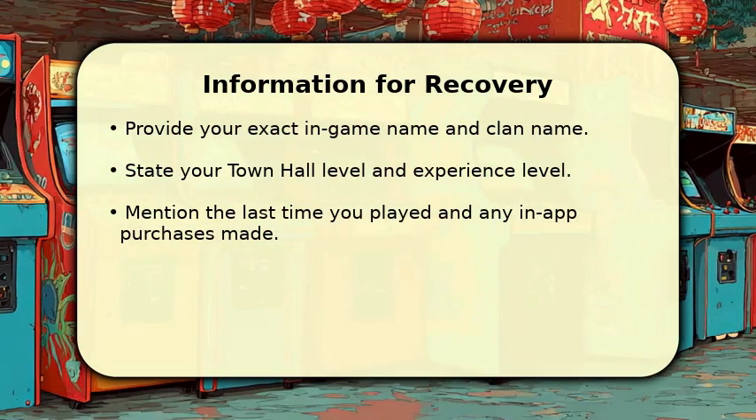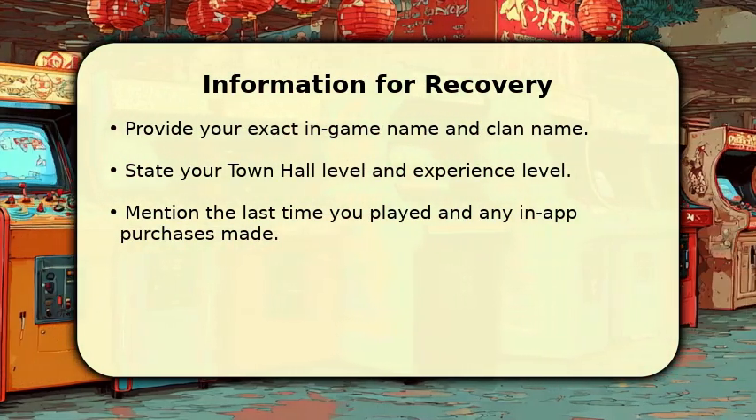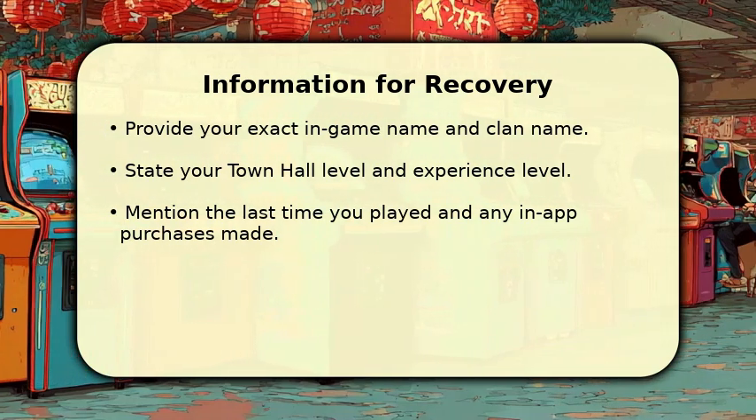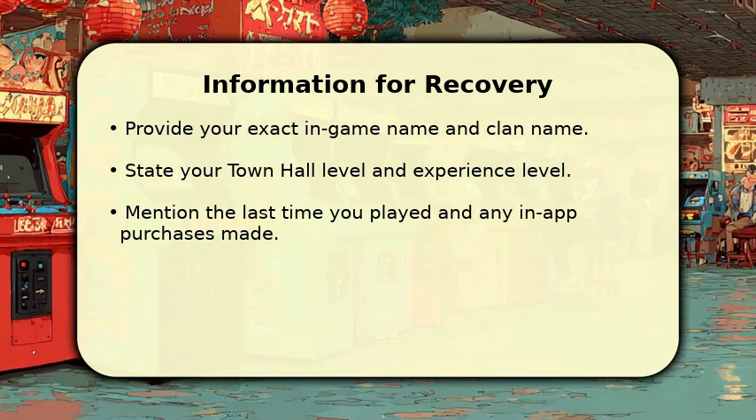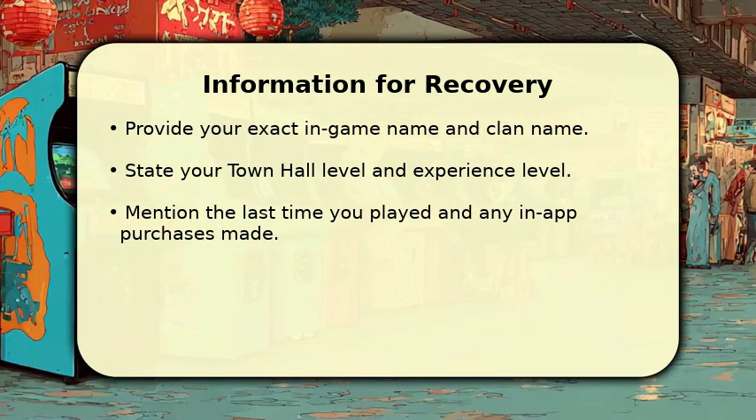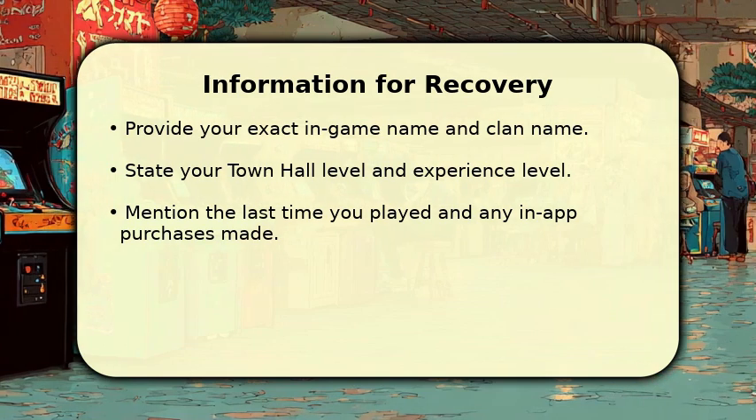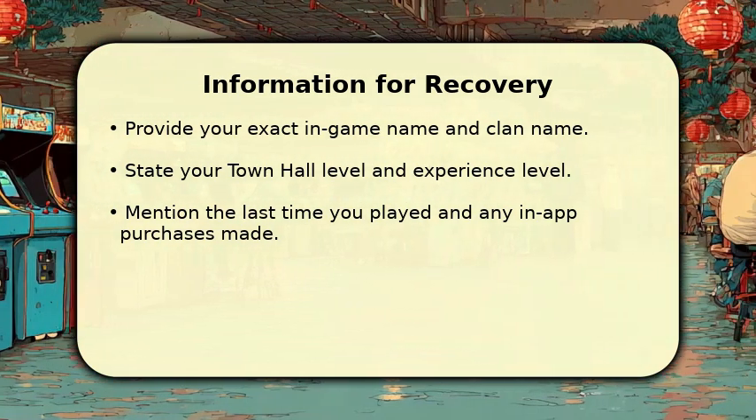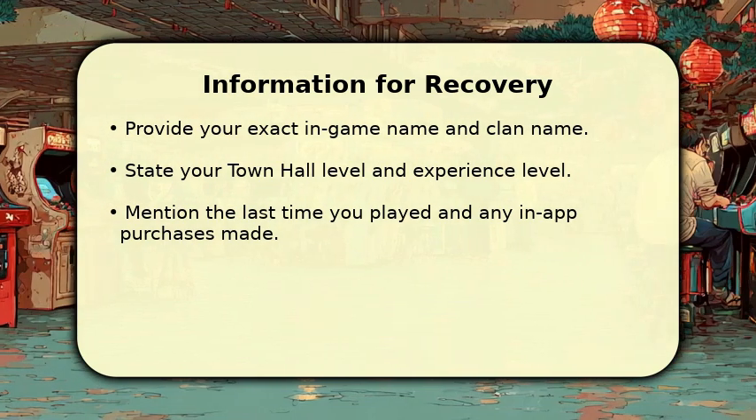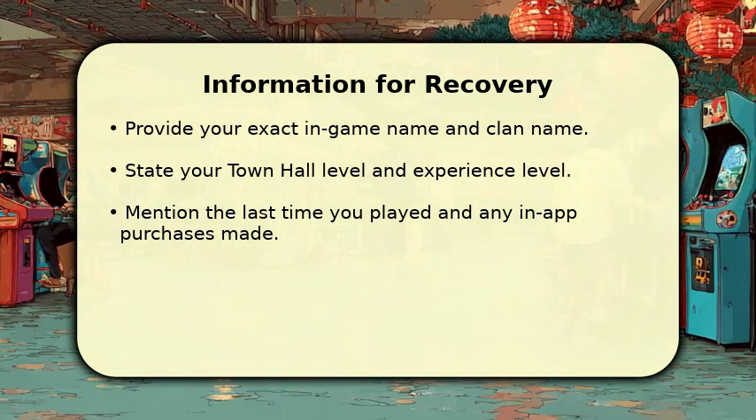When contacting support, having specific details ready will significantly speed up the process. Be prepared to provide your exact in-game name and the name of your clan. You should also know your town hall level and your experience level. Additionally, recalling the last time you played and any in-app purchases, including the approximate date and amount, is incredibly helpful.